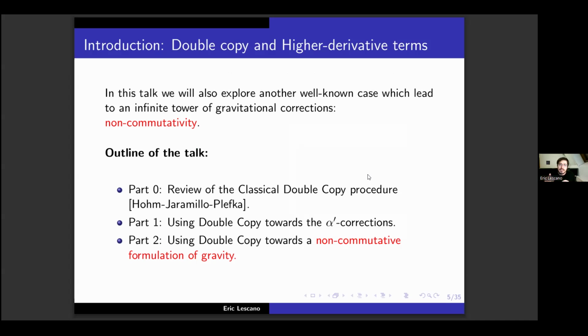But if I have time, I will explain how to obtain also a different kind of higher derivative corrections, this time not related to string theory, but related to non-commutativity, related to these Seiberg-Witten maps and deformations in gauge theory. This can be done in these kinds of setups, and you can also apply the classical double copy procedure to this kind of theory. So in principle, I will try to focus on part 0 and part 1, and if I have time, I will go to part 2.